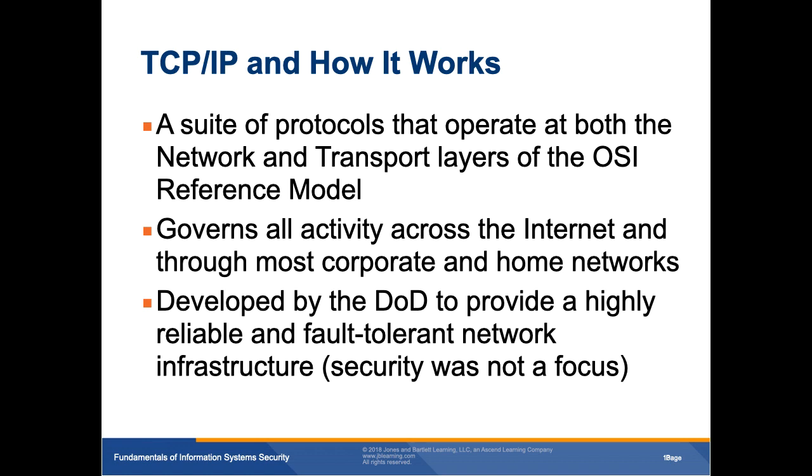TCP/IP is a suite of protocols that operate at both the network and transport layers, right? TCP works at the transport layer 4, and IP works at layer 3, the network layer of the OSI model. It governs all activity across the internet and through most corporate and home networks. It's basically the protocol of choice and standard. It was developed by the DoD to provide a highly reliable and fault-tolerant network infrastructure, but sadly, security was not a focus and was not built in.